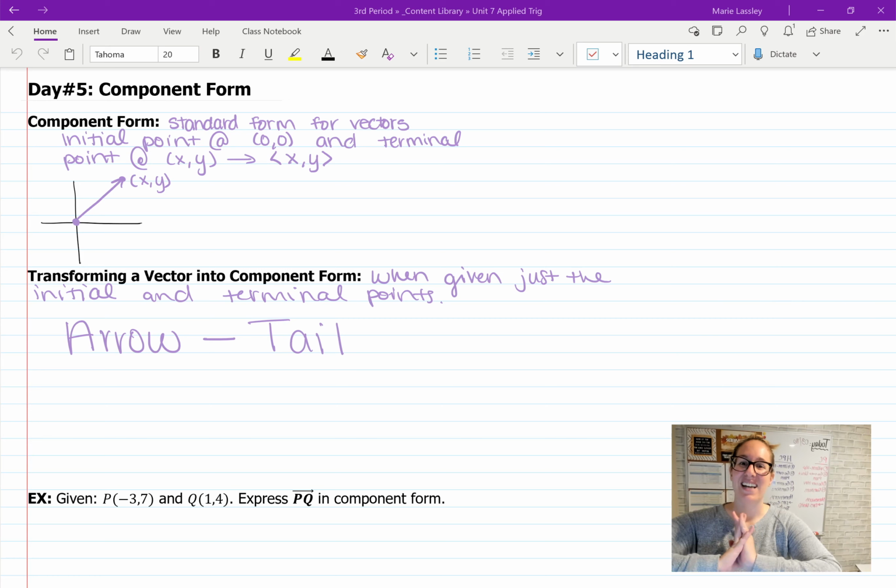Whatever it's got to tell you is your starting and your ending point. Arrow is your terminal point. So the arrow, right, goes at the end. This is your terminal point. And then the tail, the back part, that tail point, that's your initial point.